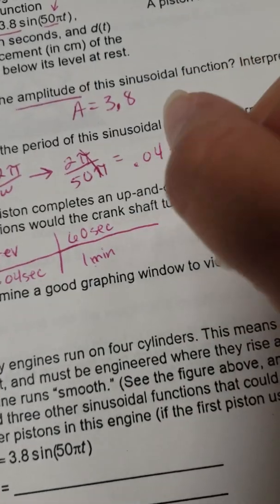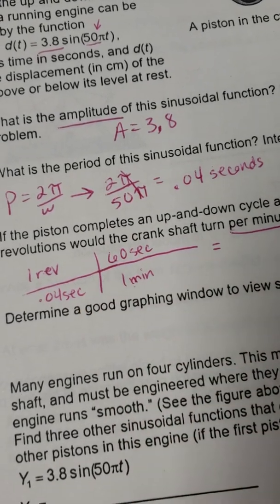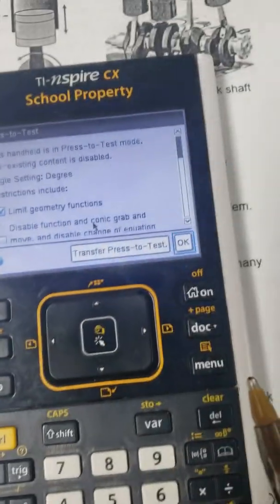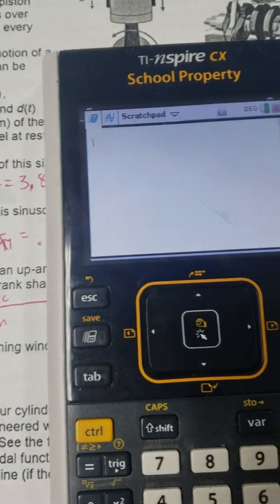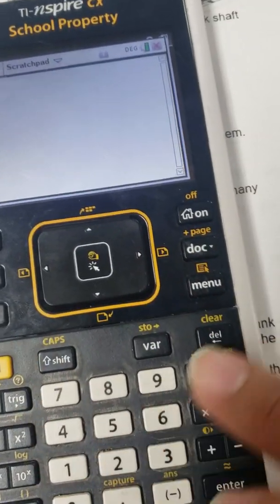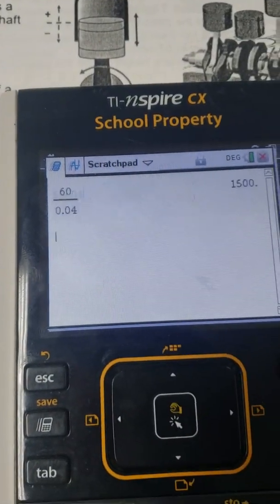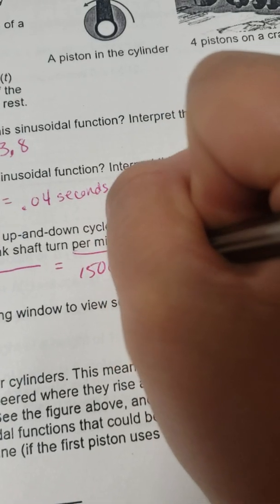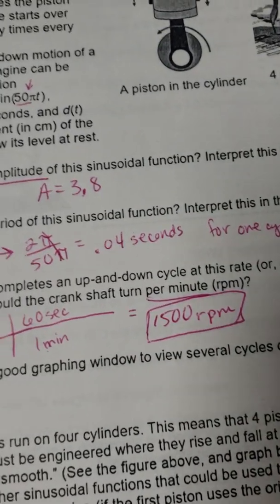I want revolutions per minute, so I'm going to go ahead and multiply this out. So 1 times 60 divided by 0.04. You can use the calculator for that. I'll go ahead and do that real quick. So we're looking for a calculate page. So 60 divided by 0.04. Okay, that gives us 1500. So the answer for this is just 1500 RPM, revolutions per minute. So far not too bad, right?